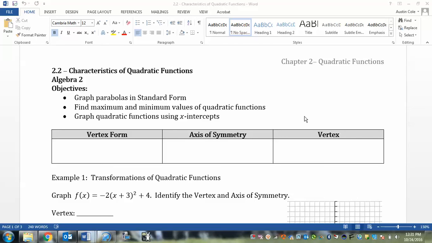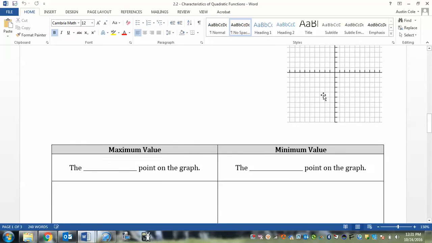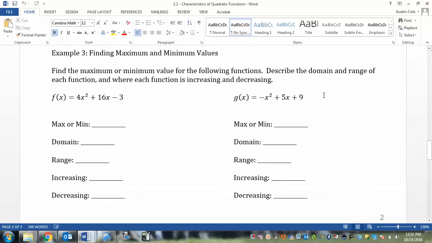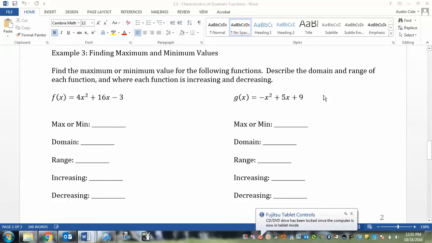Okay, so if we scroll down to where we left off here, well, let's see here, what was it? This part right here. Example 3, we did not do this second one, so I'd like to do that. Okay, so again, maximum and minimum values of a quadratic are either our highest or lowest point on the graph.